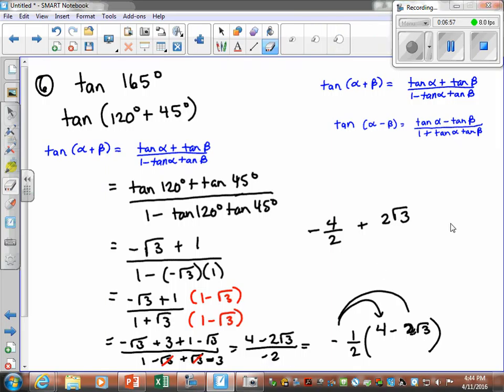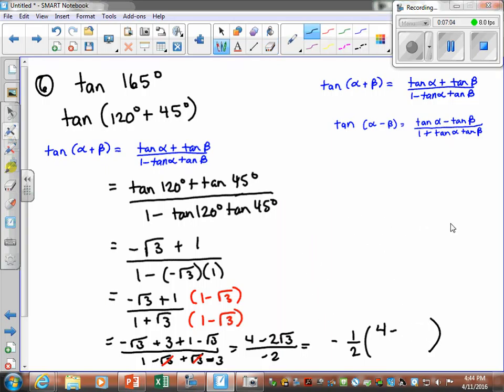So if it helps you to FOIL that out, to just check your sign, it's real easy to make a mistake right there. As you can see, I almost did the same thing. It helps to FOIL it back out to make sure that you have equivalent solutions.